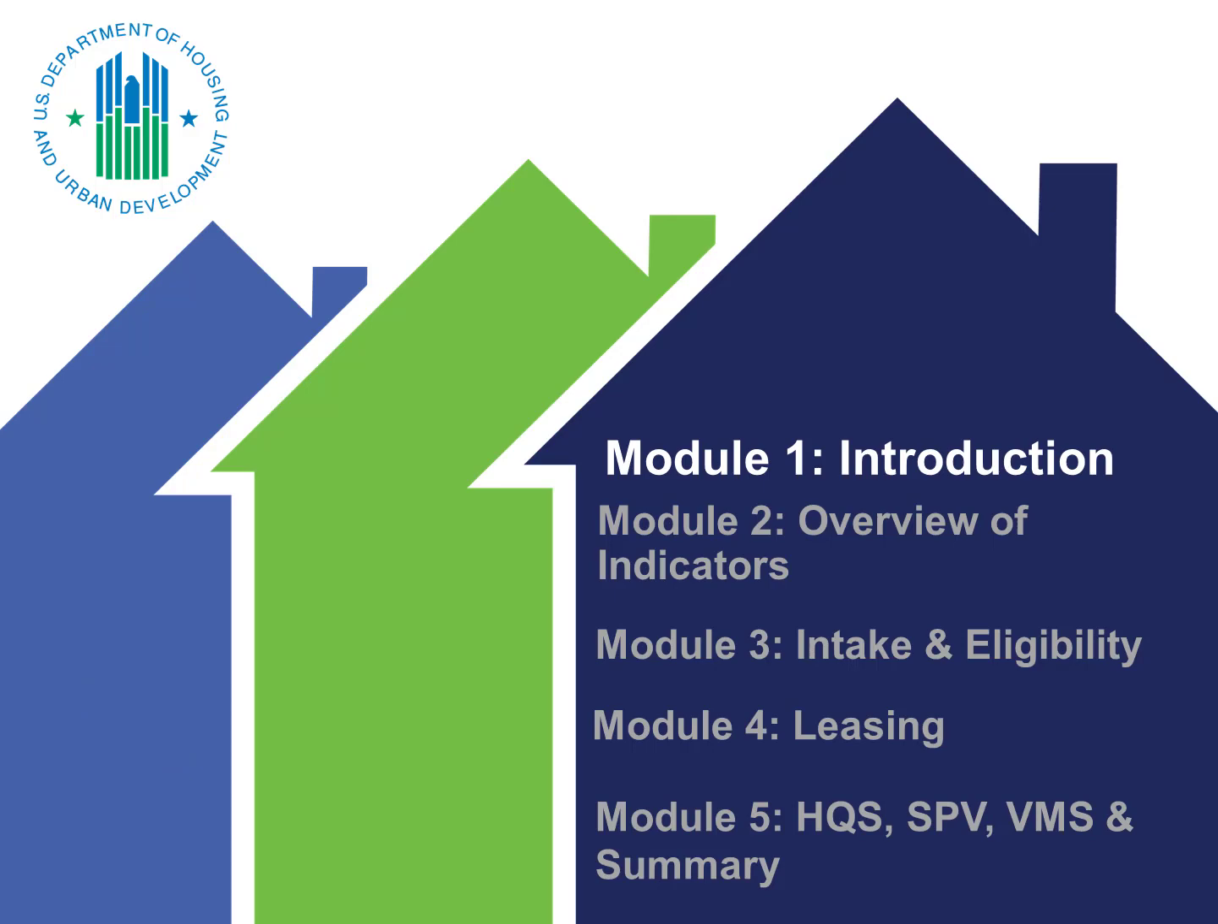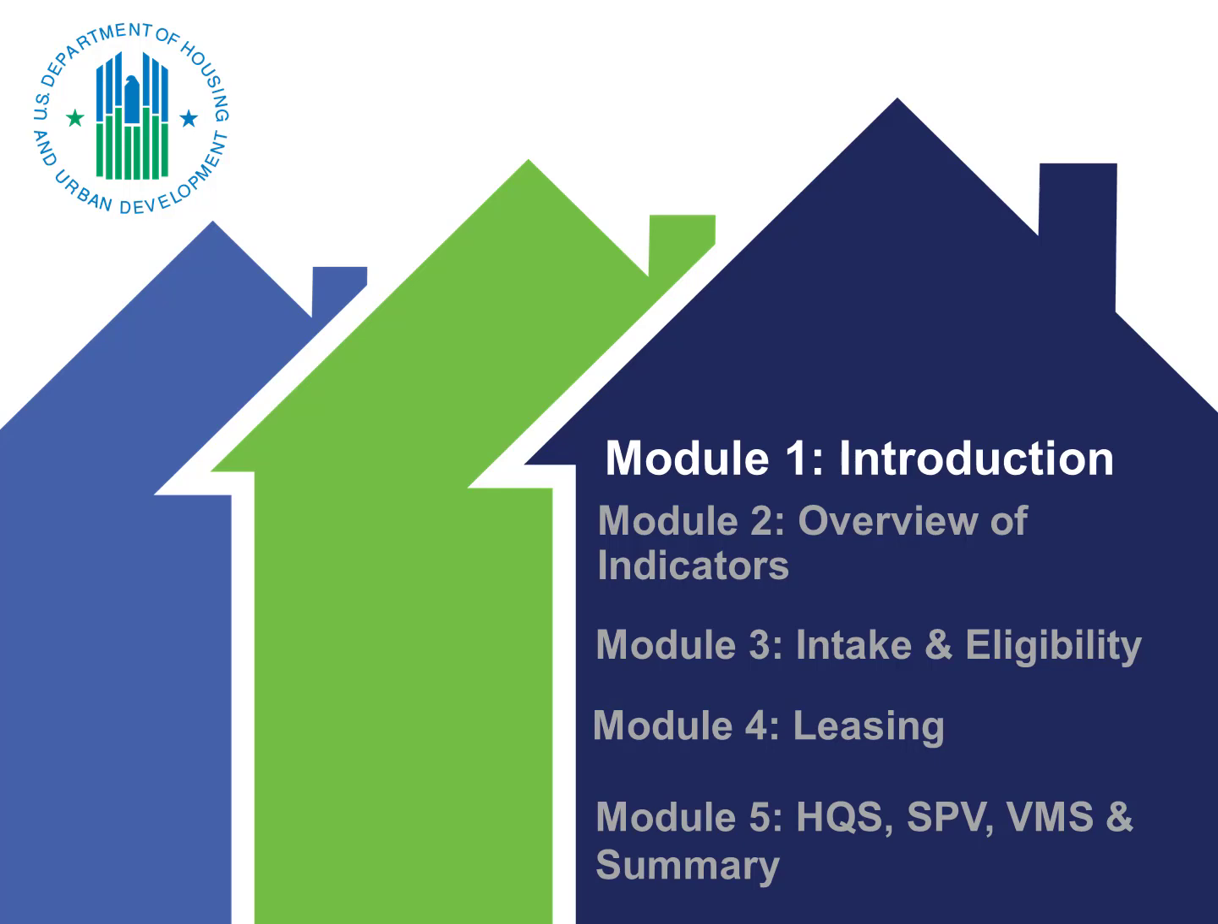There are 5 modules in this training, and each module is self-paced and can be started or stopped at any time. This first module is an introduction to CMAP. Module 2 provides an overview of the CMAP indicators. Modules 3 through 5 provide more in-depth discussion of individual indicators grouped by topic.